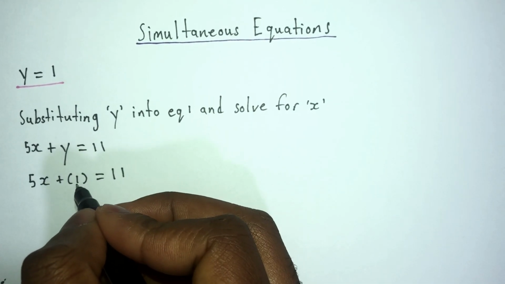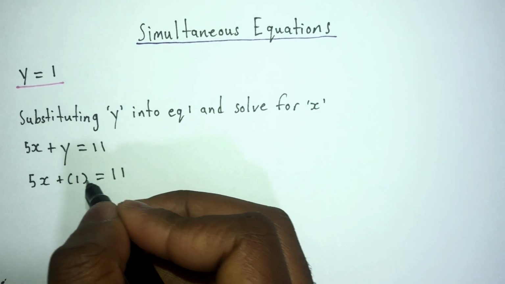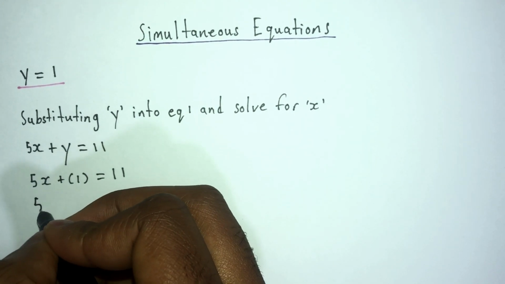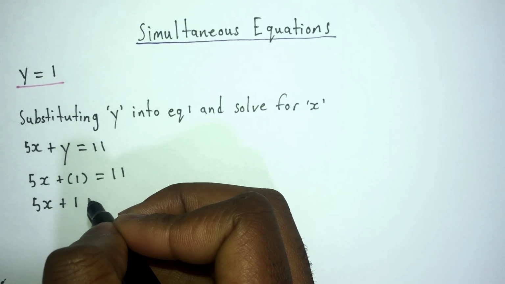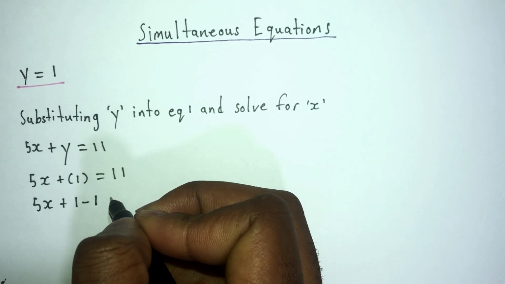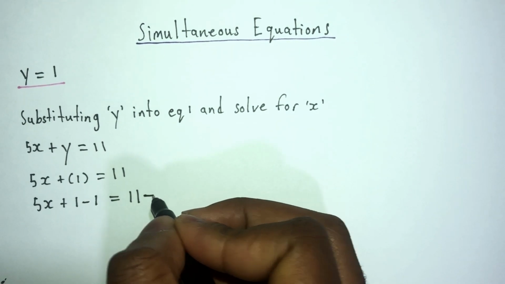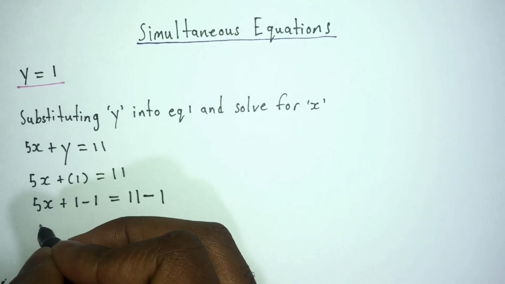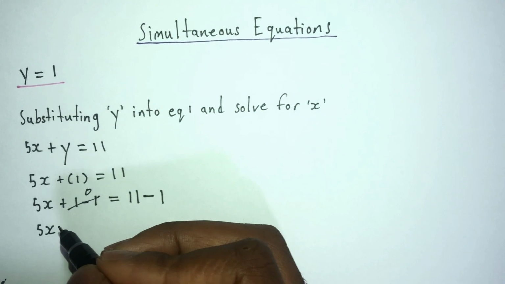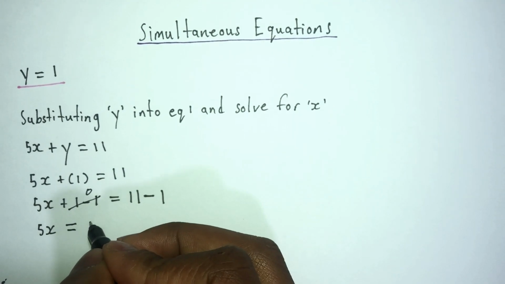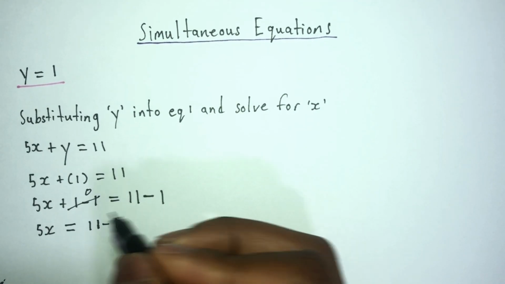Now we are going to group terms. So we'll have to move the 1 from this side to the other side. So 5x plus 1, because the 1 is being added, we'll have to just subtract 1, minus 1 equals 11. We also have to subtract 1 from this side. And this leaves us with 5x plus 0. And 5x plus 0 is 5x equals 11 minus 1. And 11 minus 1 is 10.